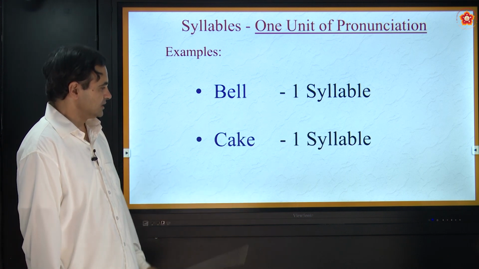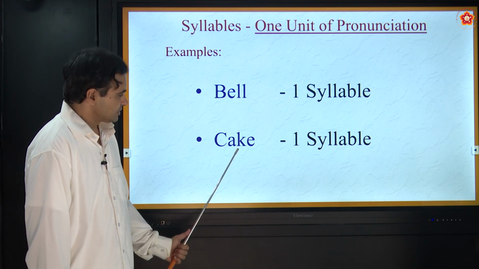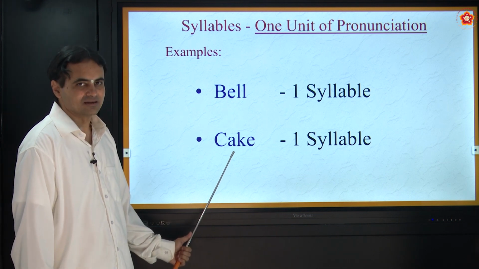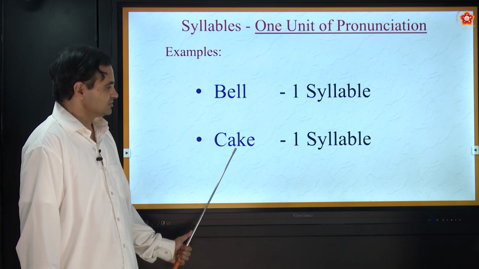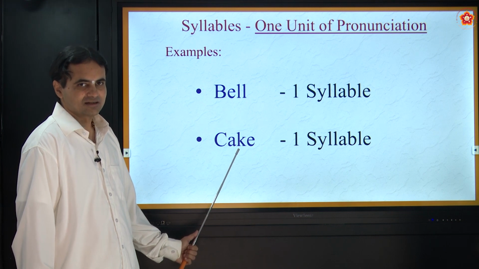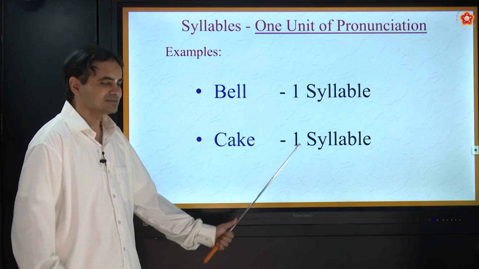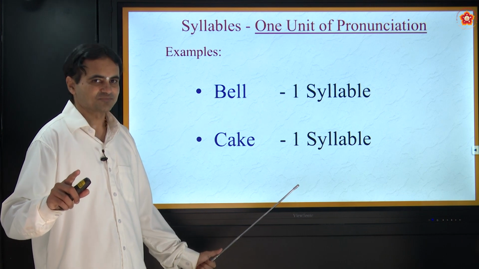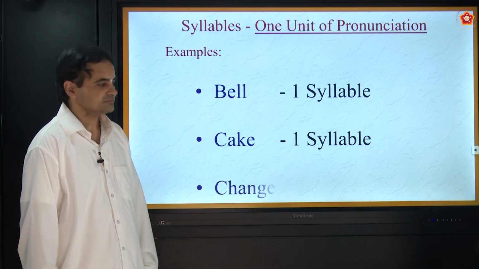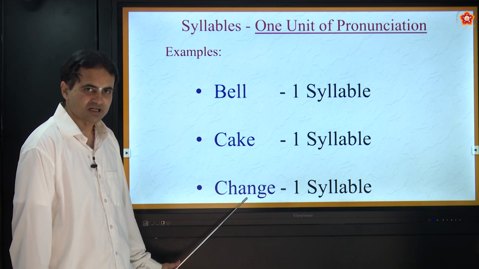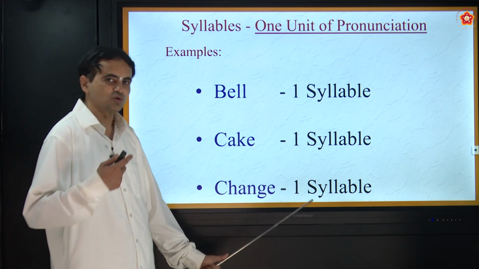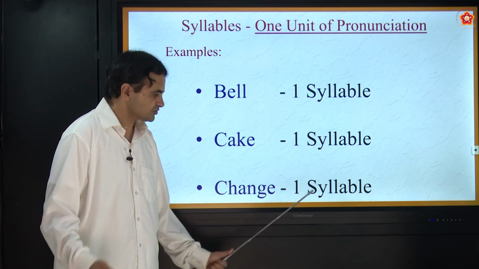Let us say one more example of one syllable word pronunciations. This is cake. So, as I said, C-A, wherever A comes, it is A. So, we have to pronounce it as cake. So, just once only we are pronouncing. Therefore, it is one syllable word. Next one, change. See this also, change. Observe the pronunciation, change, only once. So, we are not opening the mouth a second time. Therefore, it is one syllable word.